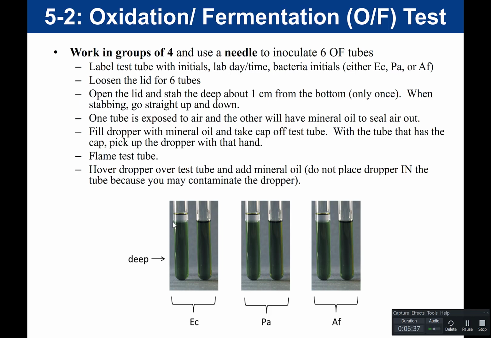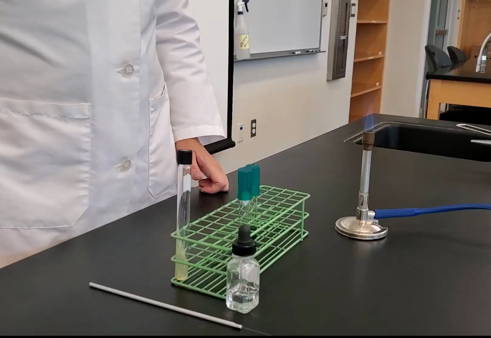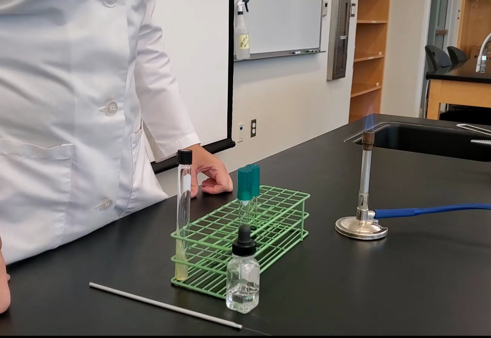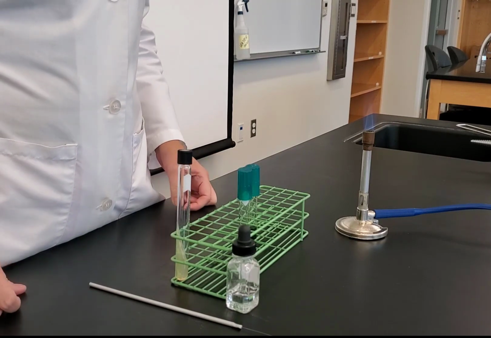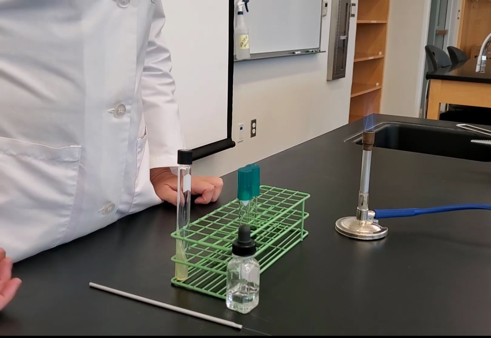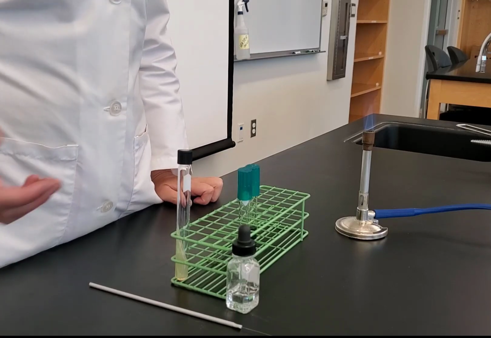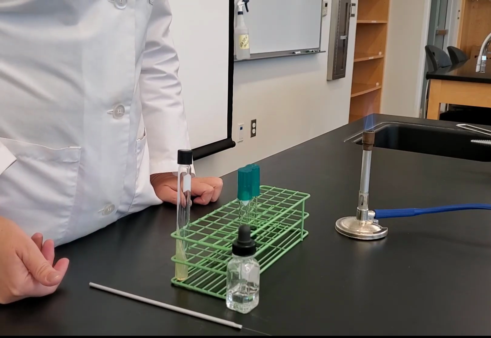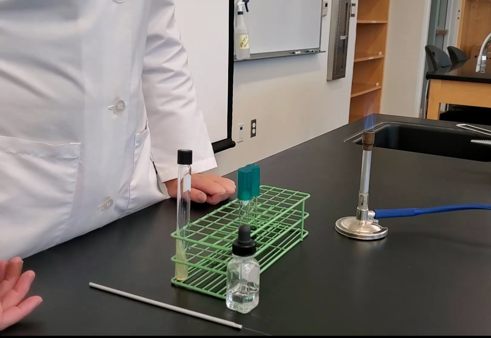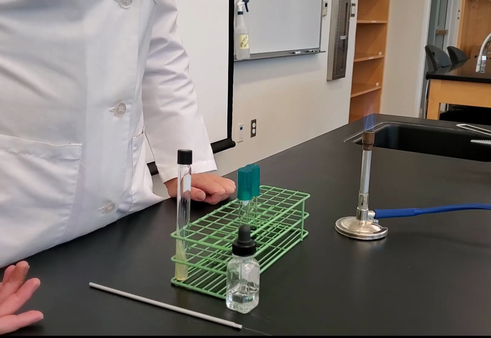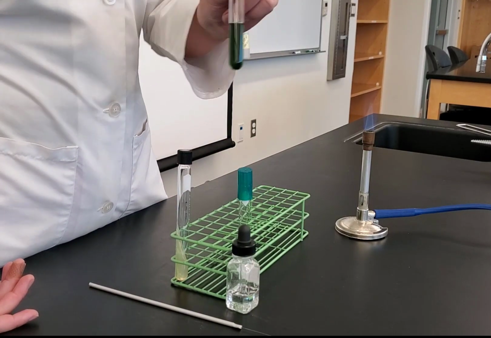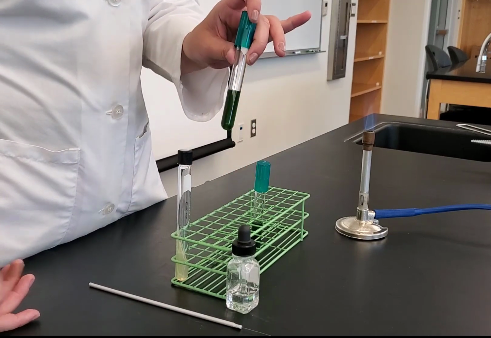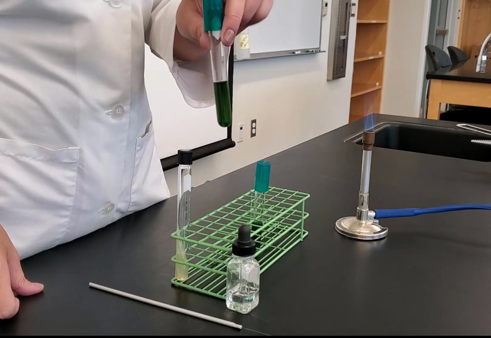So I have a video that is going to demonstrate how to set up our OF test. In this experiment, we are going to do our OF test, which stands for our oxidation and fermentation test. What we're doing is determining if bacteria can oxidize and or ferment glucose. For oxidation, this is going to happen in the presence of oxygen. So we'll have 1 tube that is aerobic and will be exposed to oxygen, and we will have 1 tube that we will make anaerobic, meaning without oxygen.